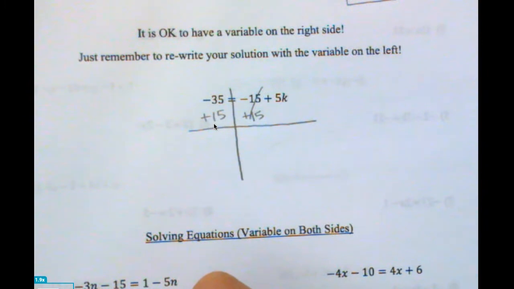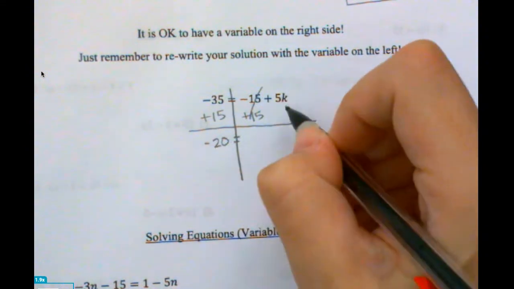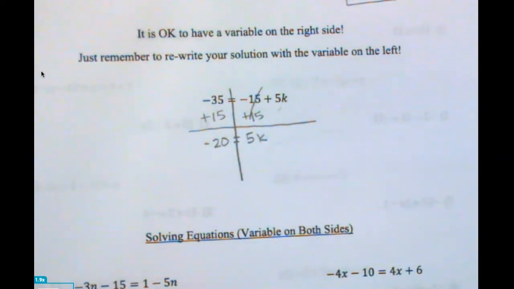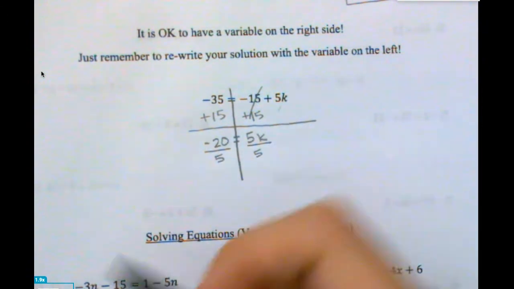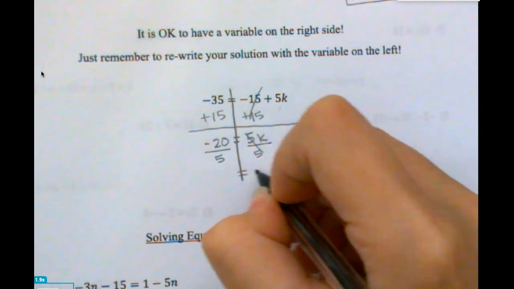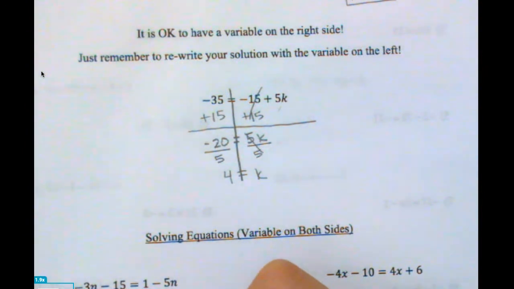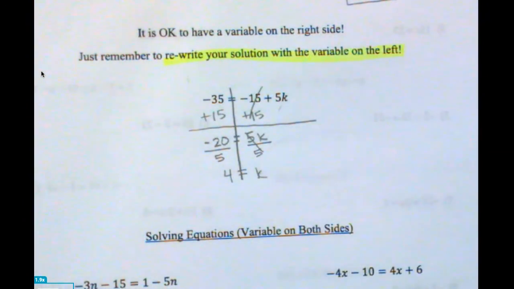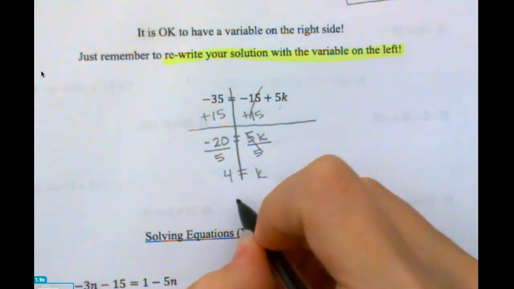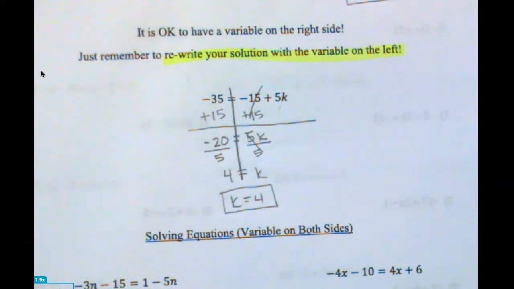Okay, so we're going to go ahead and, like the other ones, get that whole number to the other side. The 15s cancel out. -35 plus 15 is -20. Bring the 5k down. Then divide both sides by 5. These cancel out, and I'm left with k on the right now. And -20 divided by 5 is 4. But if you get a variable on the right as your answer, I really want you to rewrite your solution with the variable on the left. So when you write your final answer, you're going to write it like this and circle it, put a box around it. K equals 4. Okay.